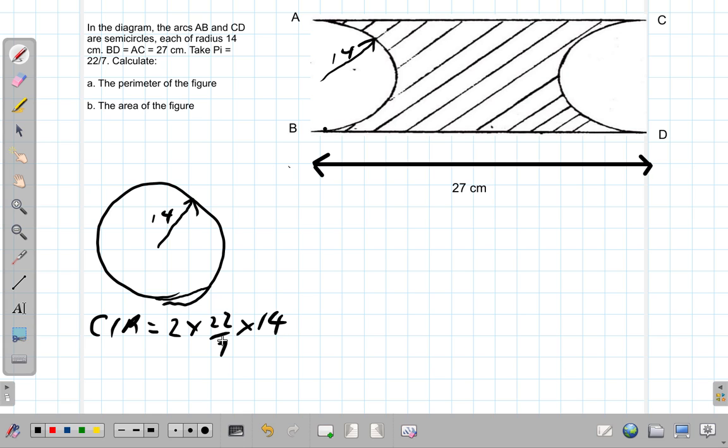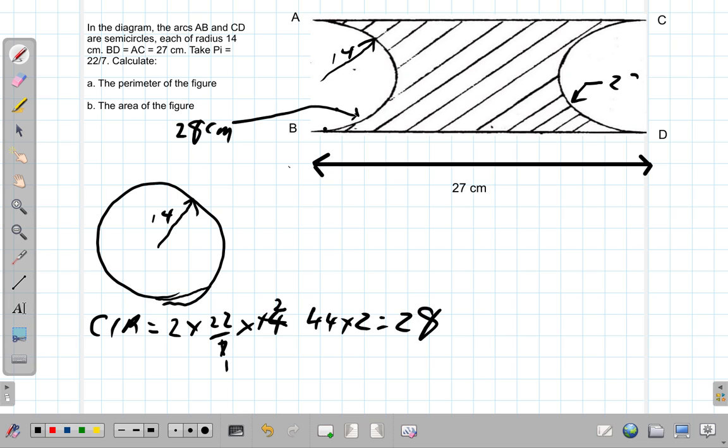So let's see what happens here now. There's 1 7 in 7 and there are 2 7s in 14, so that's 2. So 22 by 2 is 44. 44 times 2. Good. So it is 88. So this arc is 88 centimeters. So we have this arc here as 88 cm. But then guess what? It's the same thing over here. So the length of this arc is also 88 cm.